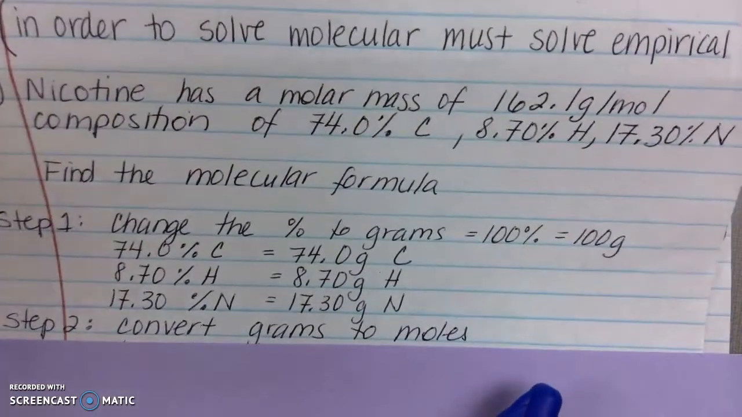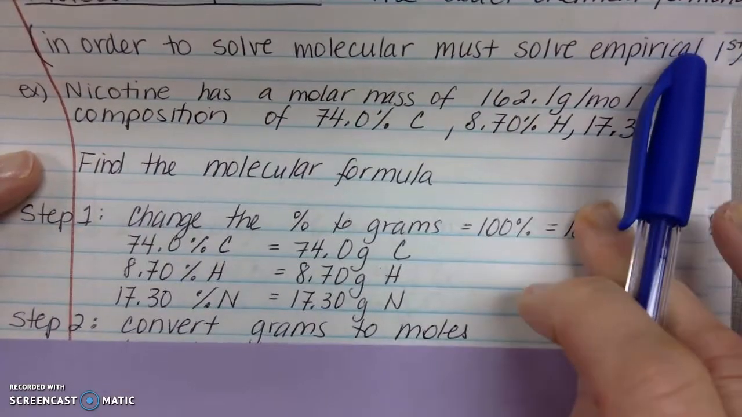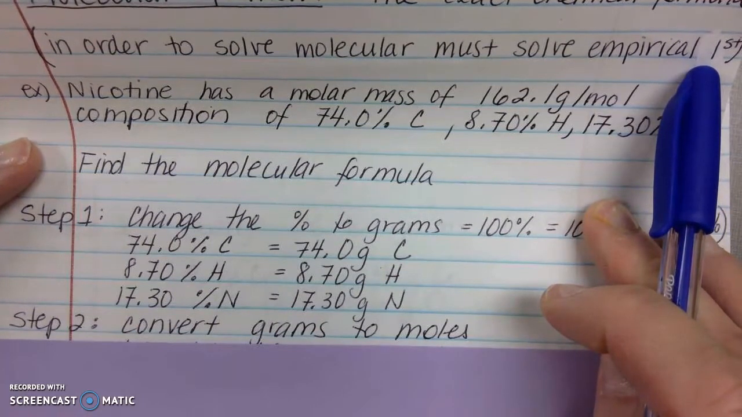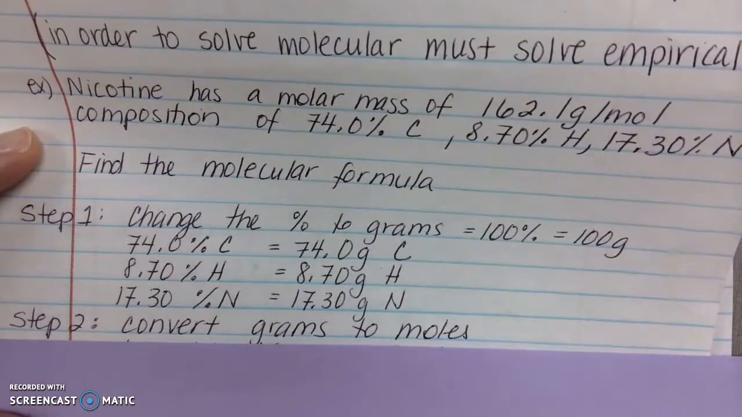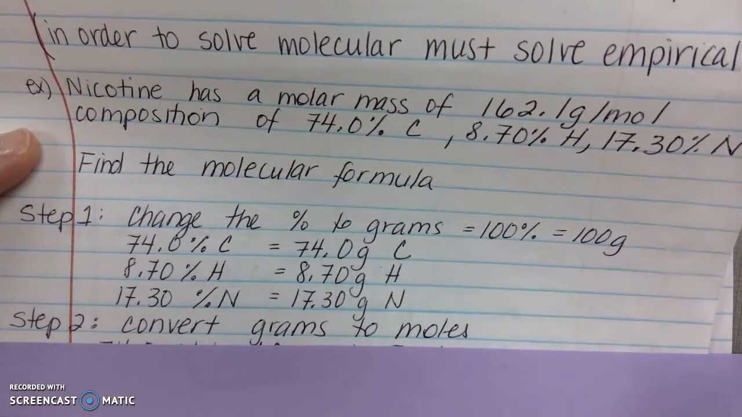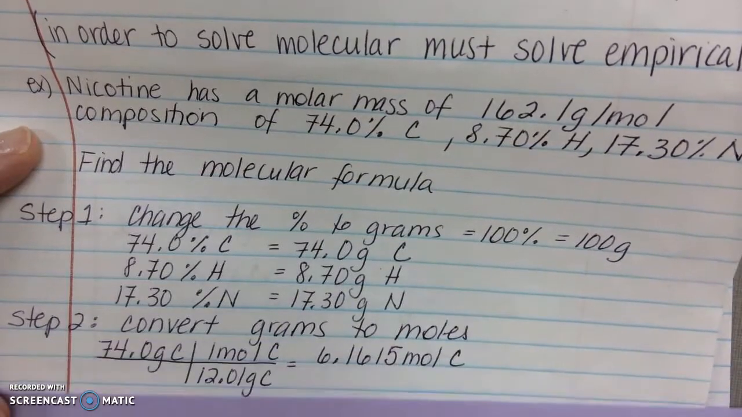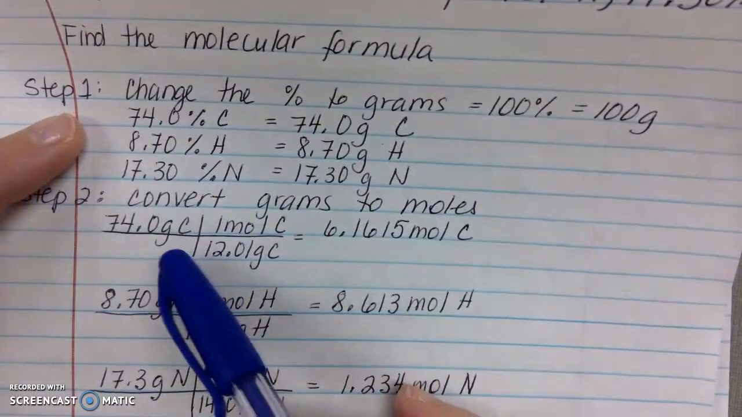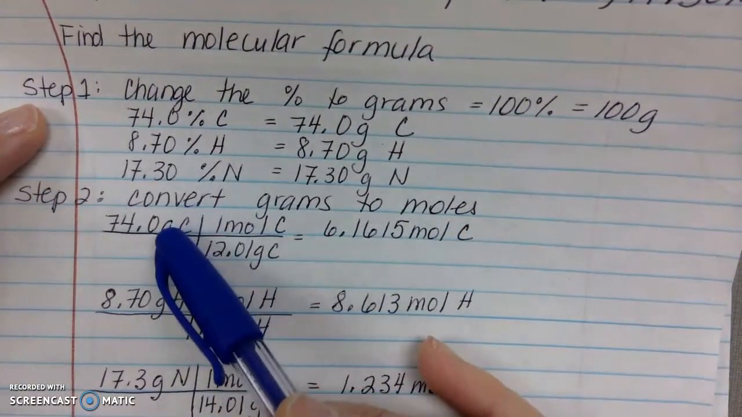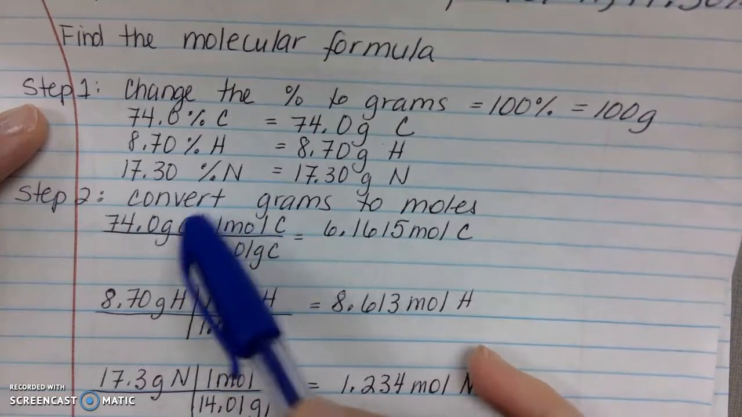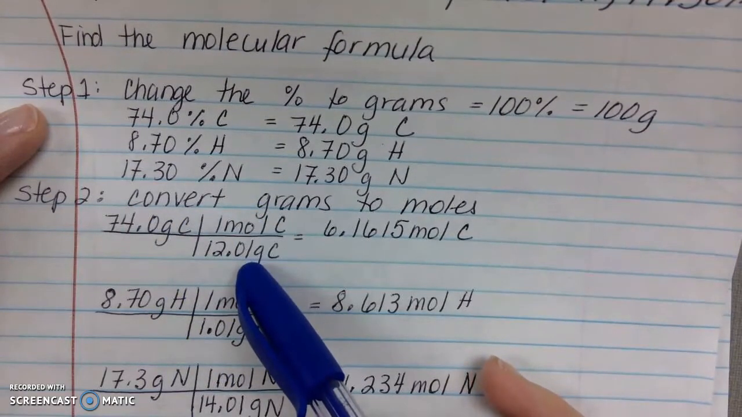The next step is to convert those grams to moles. If you don't remember how to convert grams to moles, please review the video I made on converting grams to moles and moles to grams. In order to do so, you need your periodic table to calculate the molar mass of each of these elements. And I've done that using dimensional analysis. So I've shown you the steps. With dimensional analysis, you're canceling out the units. When it's next to each other, you're multiplying, and below, you're dividing.